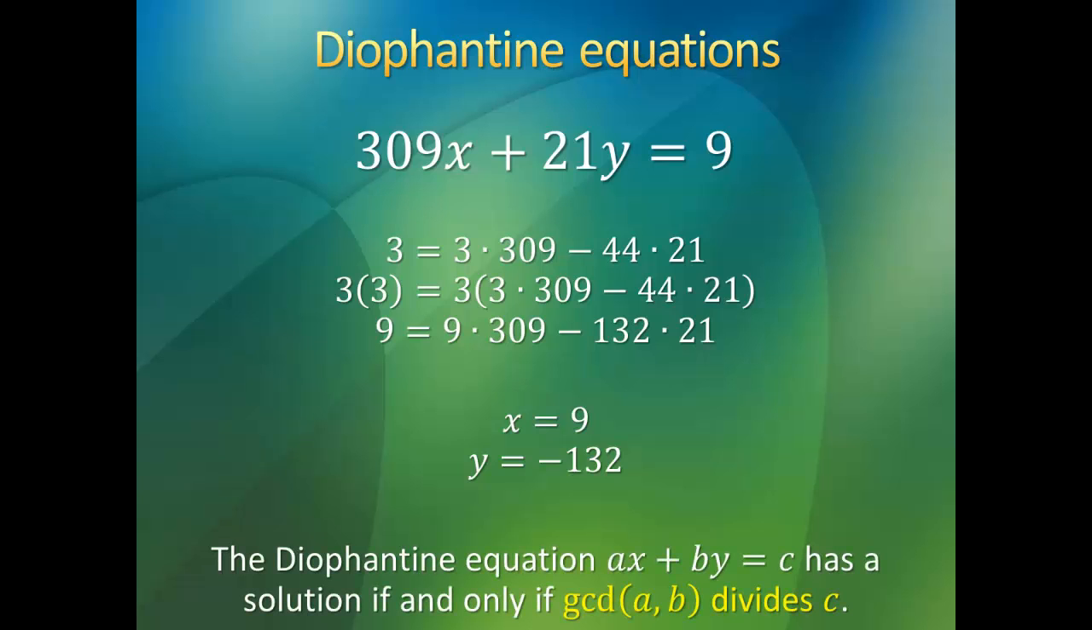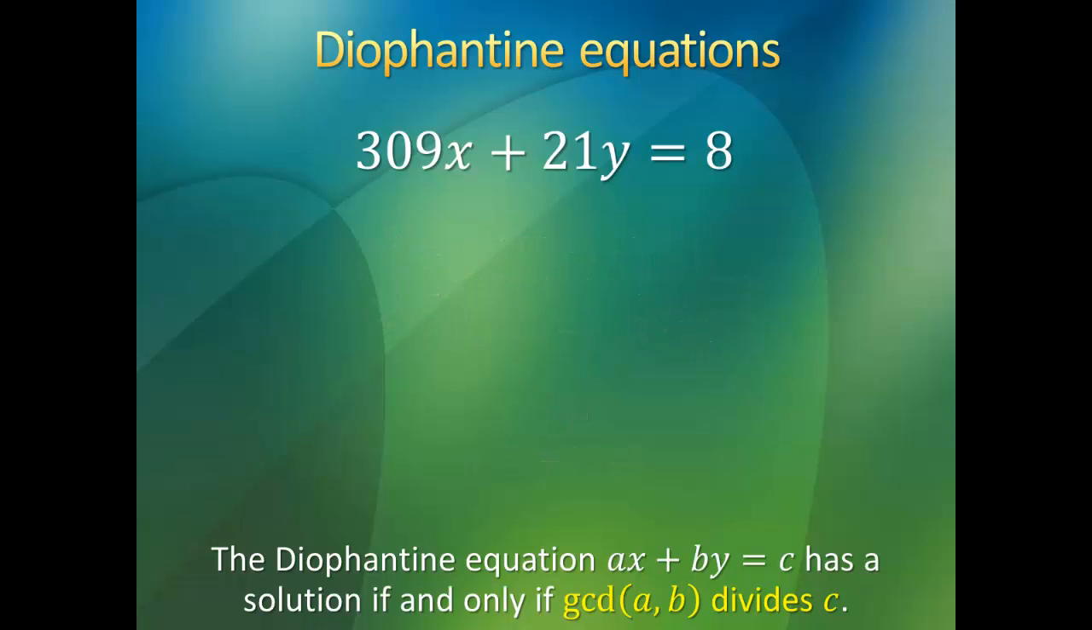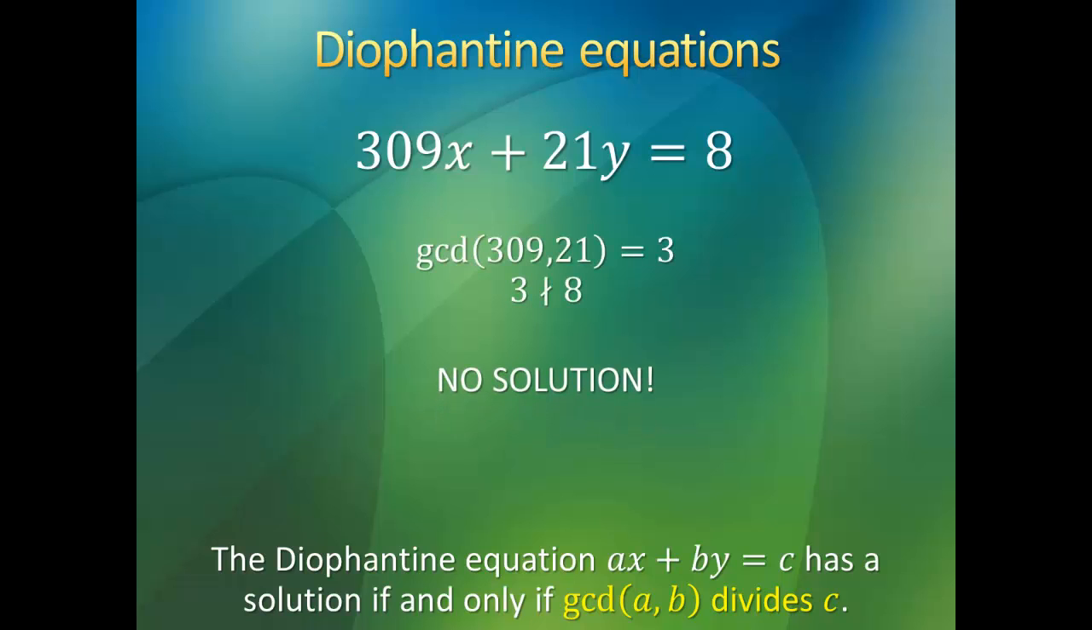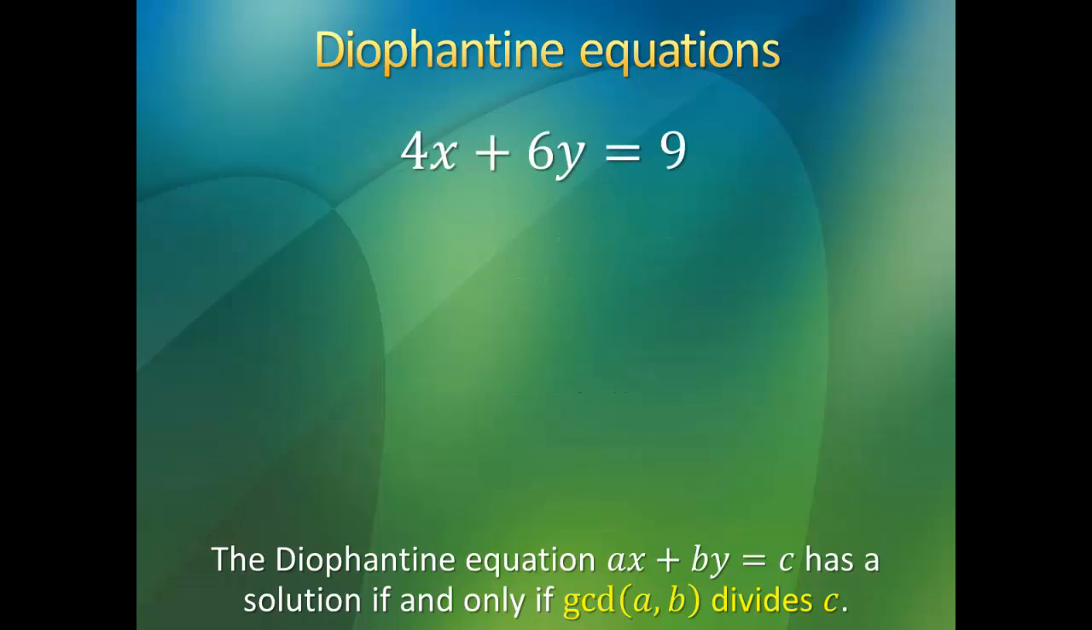In fact, we'll always be able to find a solution, as long as our number c is a multiple of the GCD of a and b. That means that, for instance, the equation 309x plus 21y equals 8 would have no integer solutions, since 8 is not a multiple of 3. Or for a somewhat more readily visible example, there would be no integer solutions to 4x plus 6y equals 9. No matter what x and y are, 4x and 6y will be even, so there's no way they could add up to 9, which is odd.